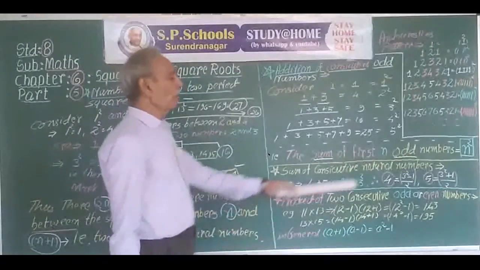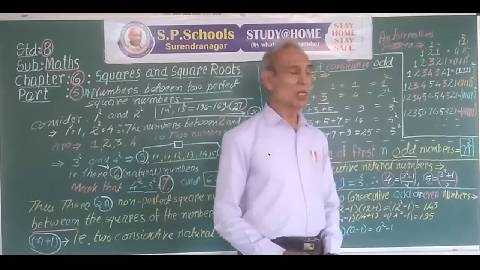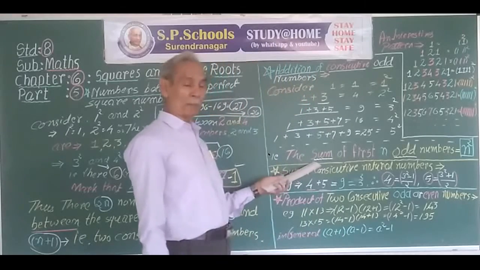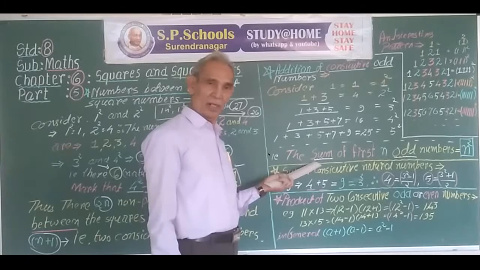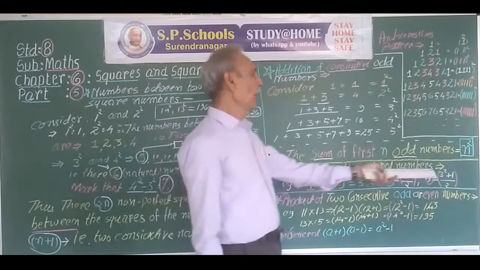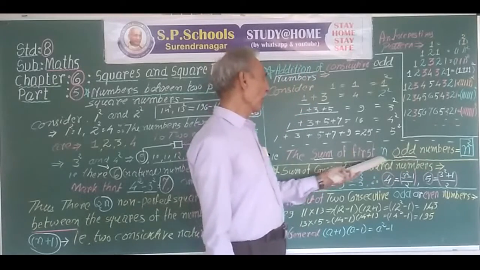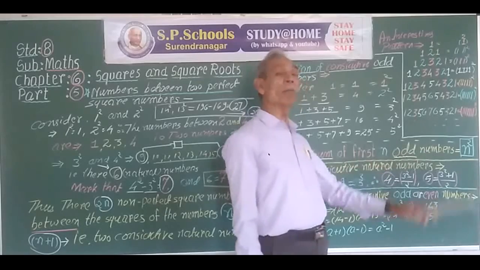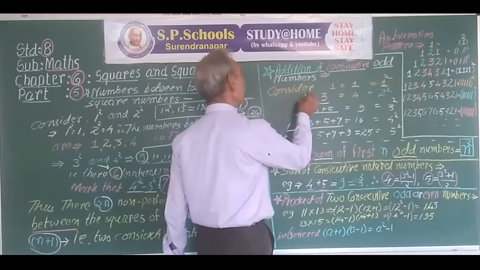So this is a very important and interesting property of any square. A square can be expressed as the sum of the first n odd numbers. n square equals the sum of the first n odd numbers. So mind it well, they begin with 1.